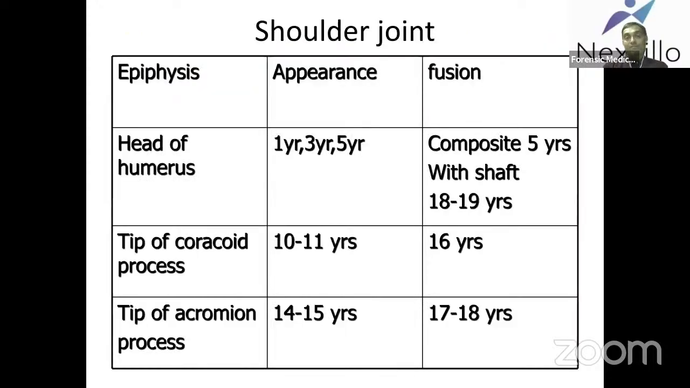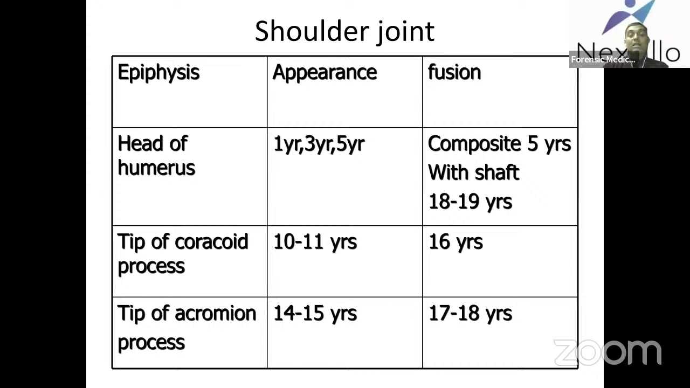Like the shoulder joint, as I showed you in the diagram, the epiphyses, appearance, and fusions here. Head of the humerus epiphyses appear between 1, 3, and 5 years, and the composite fuses at 5 years, with the shaft at 18 to 19 years. So that means if your head of the humerus is fused with the shaft of the humerus, that will give you the age is around 18 to 19 years.